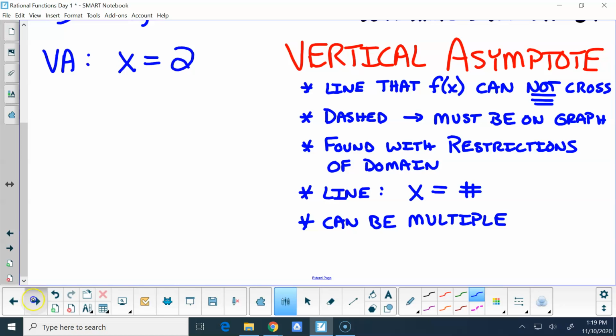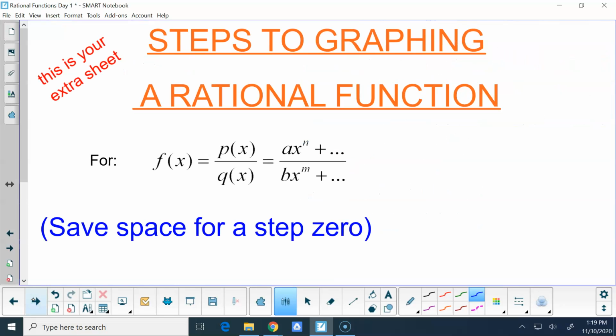What I would like you to do now is get out that separate sheet that I had. At the very top of that separate sheet, I want you to put down steps to graphing a rational function. This is going to be your cheat sheet for all of Unit 4. And really, it's going to be the start of your note sheet for your final too. So, steps to graphing a rational function.